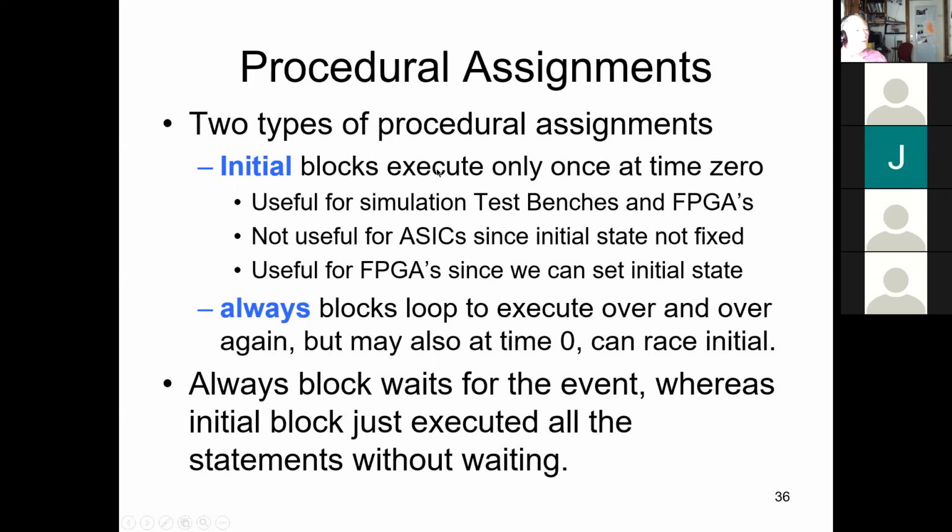So two types of procedural assignments: the initial block and always blocks. The initial block is just what it sounds like. It initializes stuff. So it executes one time at time 0 in your simulation, and then that's it, it's done. And we can use it in test benches and in FPGAs, but you can't use it in integrated circuits that you're going to fabricate because you can't guarantee that initial state.